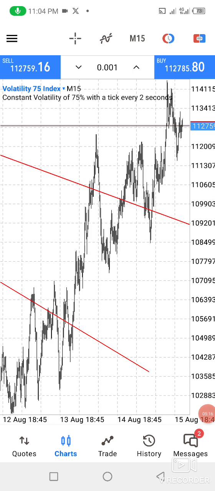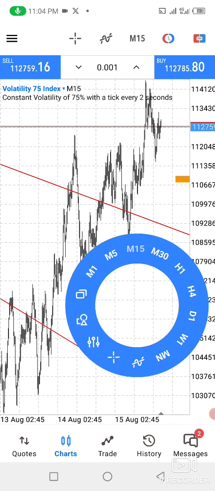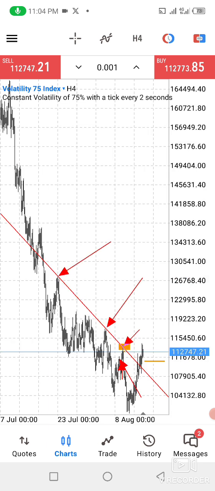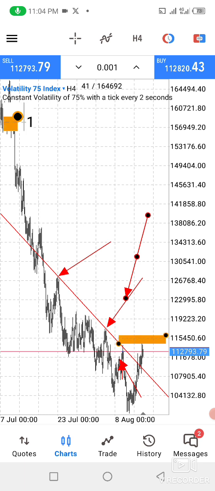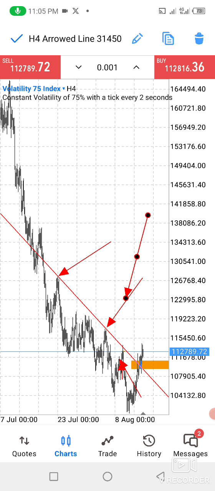Okay, now why did this one fail? We are back to H4. I'm going to carry this yellow rectangle to here. Want to know what really happened here? That the sell cannot hold.